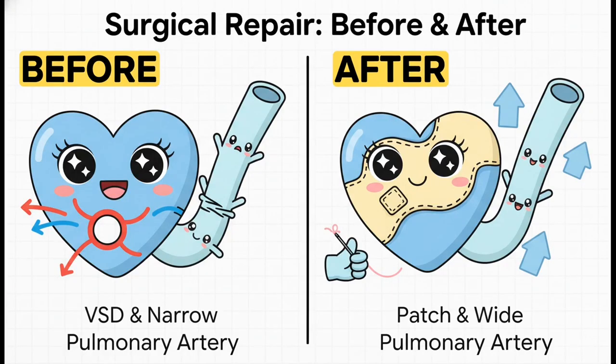Now, that emergency management is crucial for saving a life in the moment, but it's just buying time. It's not a cure. The definitive treatment for Tetralogy of Fallot is a complete surgical repair. The surgeons go in, they patch the VSD closed, and they open up that narrow right ventricular outflow tract, fixing the core problems for good.